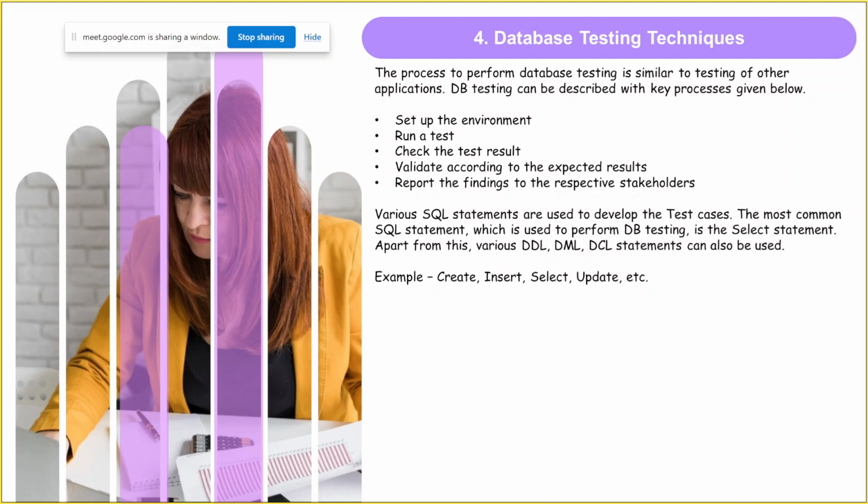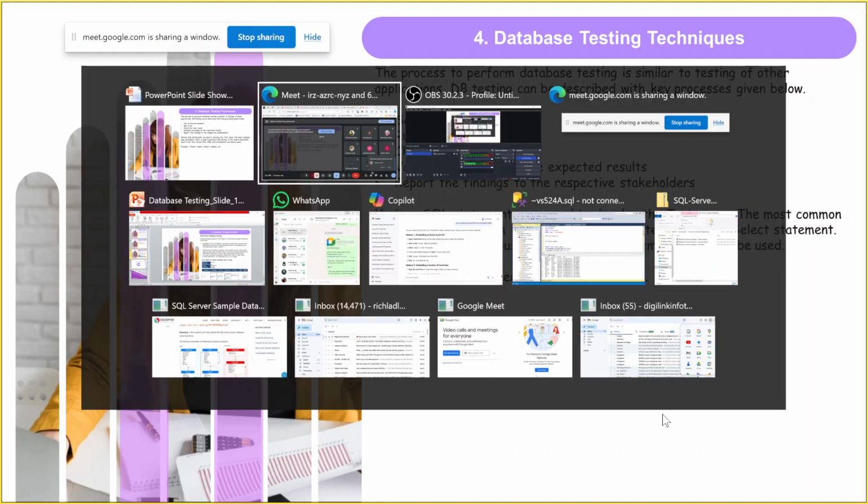After checking the result, you now begin to validate according to the expected result. So you know that once you run this, this is the amount of the table that will display. This is the column, this and that. You have to validate it against the expected result, after which you report the findings to the respective stakeholder. Various SQL statements are used to develop the test cases. The most common SQL statement used to perform DB test is the select statement. This is the most powerful statement.